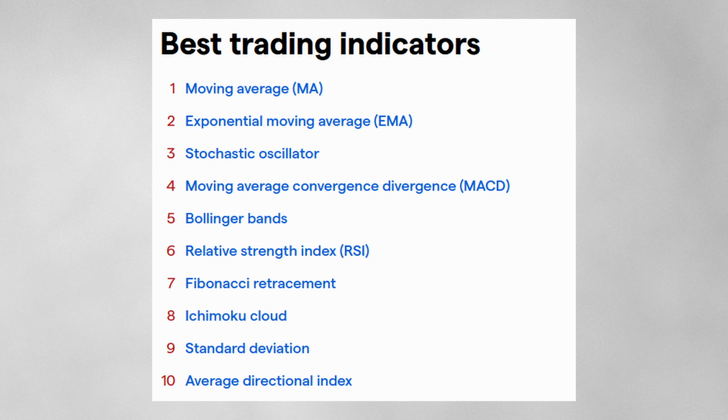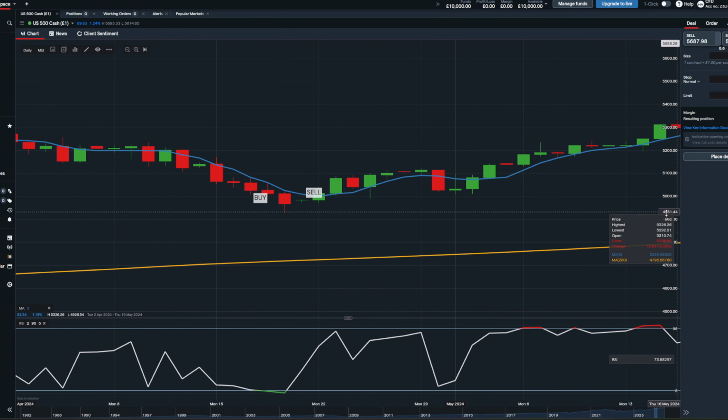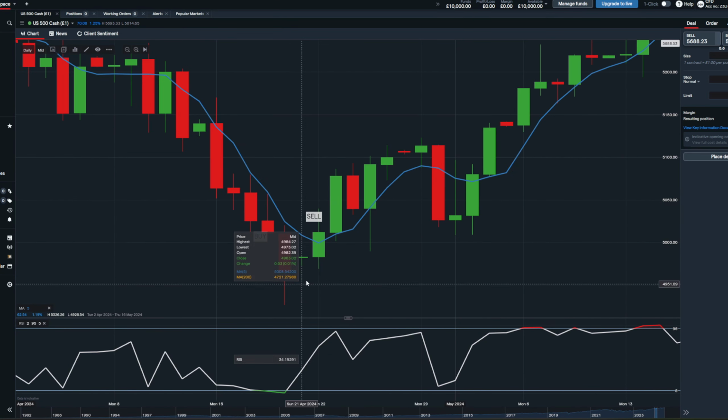It was developed by J. Wells Wilder in 1978, so it's an indicator that has been around for a long time, and it's one of the most common indicators. The way it measures the relative strength is by comparing the upward moves with the downward moves. And you can see that here as it kind of follows the chart.